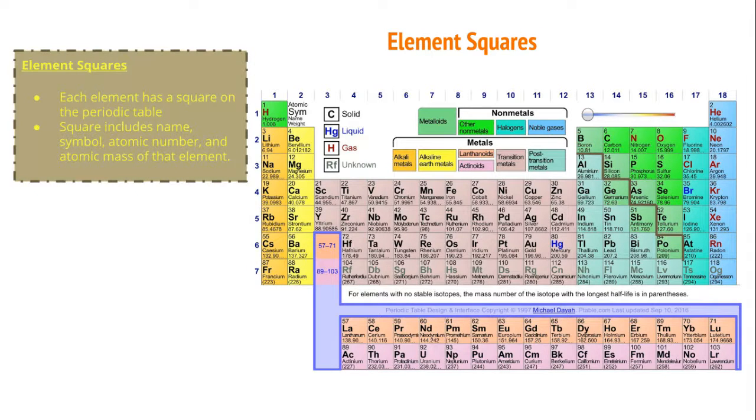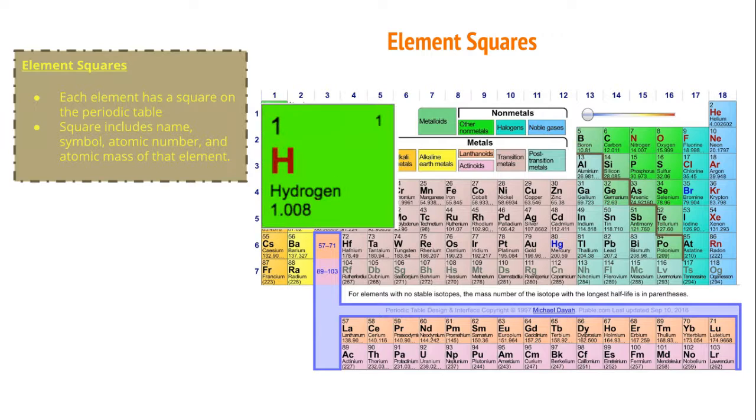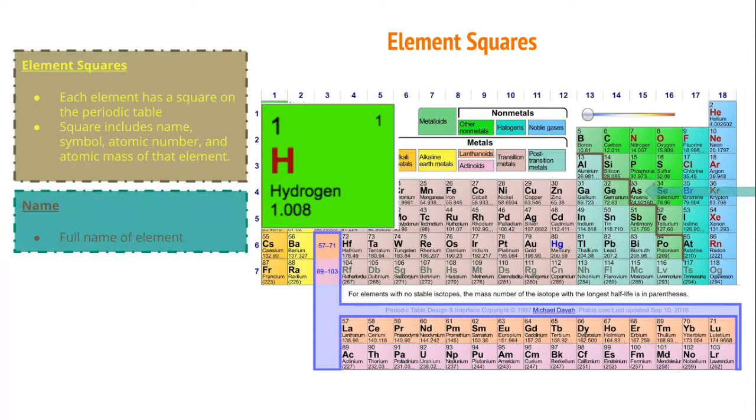So first off, in each square, we call those element squares, each element has a square on the periodic table. That square includes the name, the symbol, atomic number, and atomic mass of that element. So the name is just the full name of the element. This example is hydrogen.